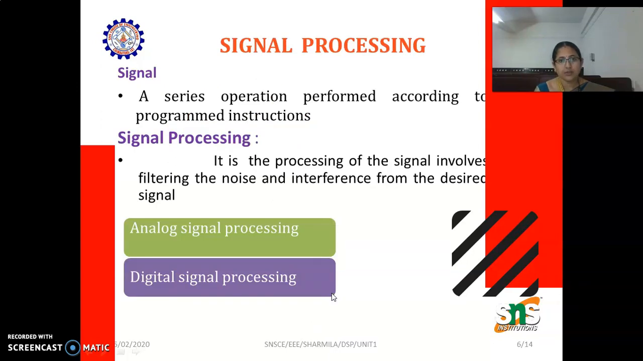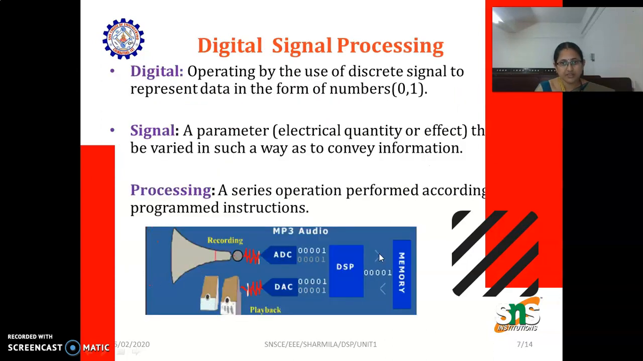And next we see signal processing. Normally signal processing is classified into many types. Signal processing is a series of operations performed according to programmed instructions or some specified rules. Signal processing involves filtering the noise or interference from the desired signals. Signal processing can be classified into two types: analog signal processing and digital signal processing.